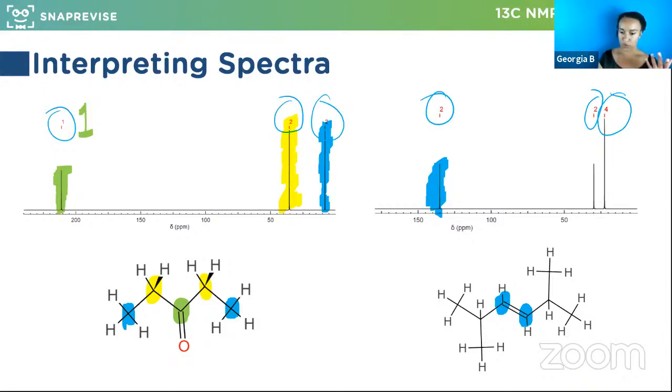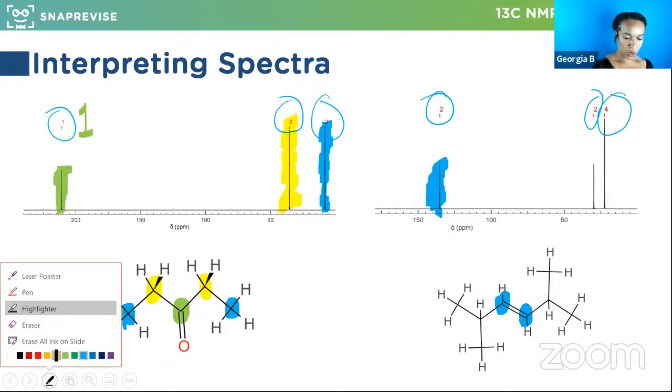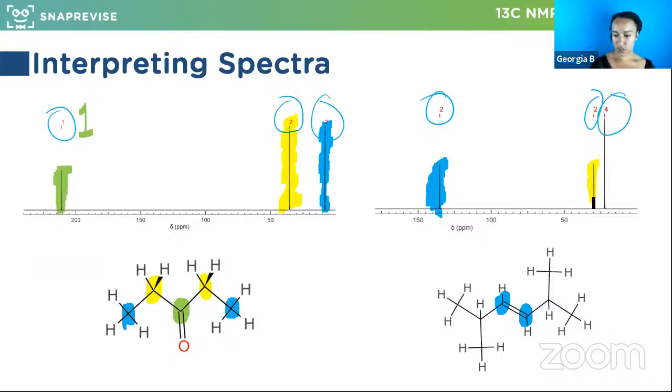Cool. I'm going to move on. So we've figured out what the first peak is. What about the next peak? There's 2 carbons in the next environment. Which carbons is that going to be?